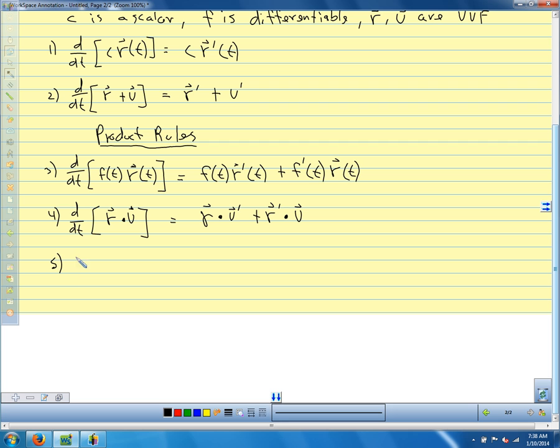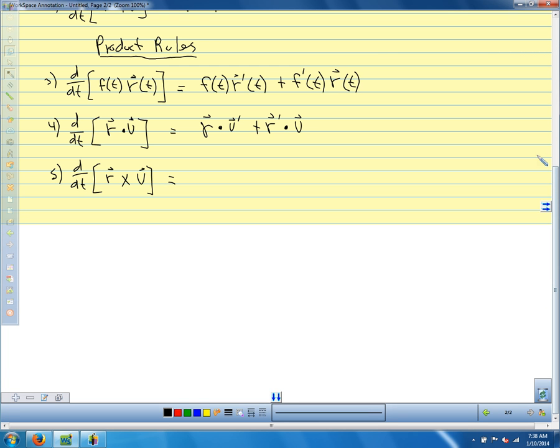And then the derivative of a cross product. Here's where we have to be a little more careful, because the cross product does not commute. Cross product anti-commutes. We switch the order, we change the sign. So we have to take care of the order that we do these cross products. So this is going to be r cross u prime plus r prime cross u. We have to maintain the order.